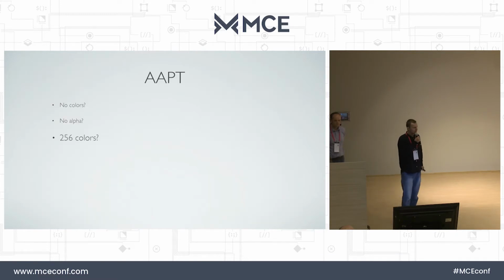Now we have the third optimization. It's actually the most advanced technique. What AAPT is trying to do here is detect if your image has 256 colors or less. If it does, then it can transform it to a more efficient format for PNGs, and then it would decrease the size of the image significantly.